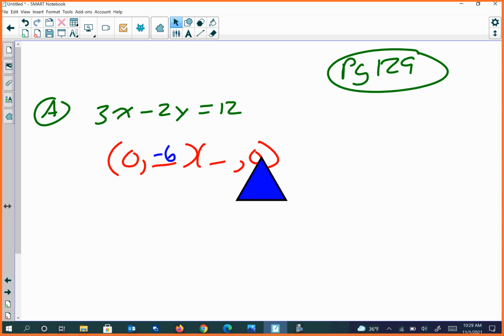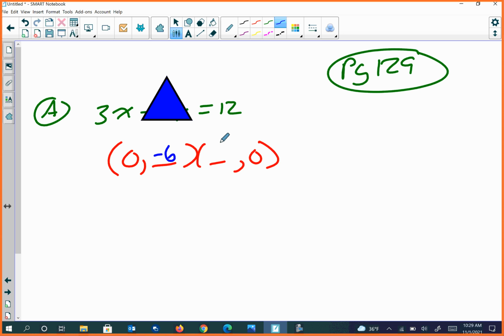Then we're going to move this. That's a y value. 3 times what number gives me 12? 4. Okay. So, you don't really have room to graph it, but if I were to make a graph, I'd get 0, negative 6, which is down here, and I'd get 4, 0, which is here.